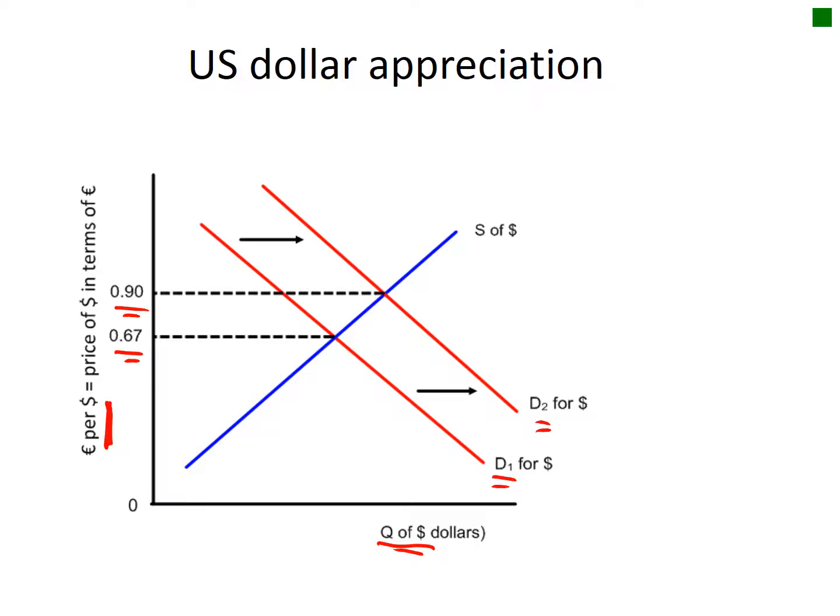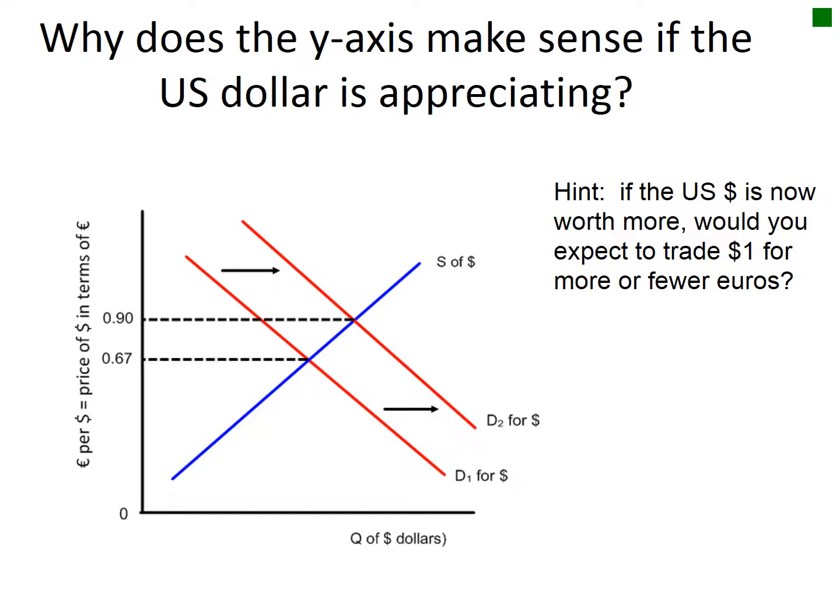So before the appreciation, $1 was worth 0.67 euros, so hence the euros per $1. And after the appreciation, when the dollar is worth more, $1 will now get you 0.9 euros. So you can see how it's worth more vis-a-vis, or relative to, the euro. Oh, and this is just what I went through. Why does the y-axis saying this make sense if the US dollar is appreciating? If it's worth more, you would expect it to trade for more euros, not fewer.